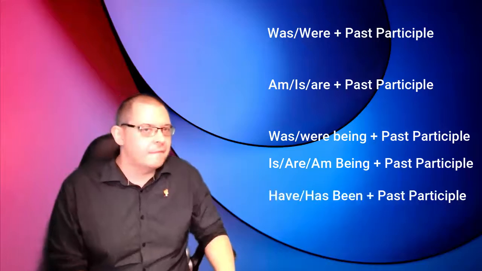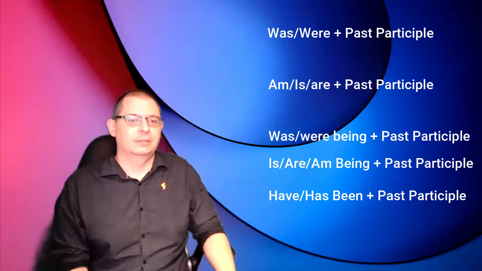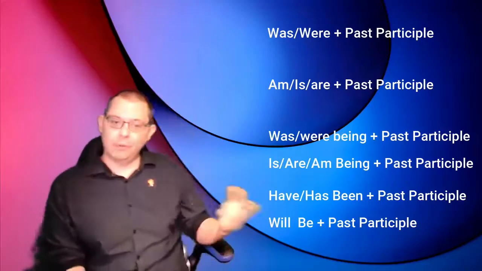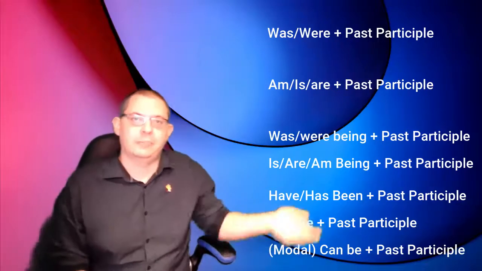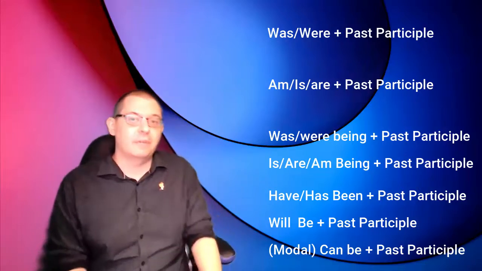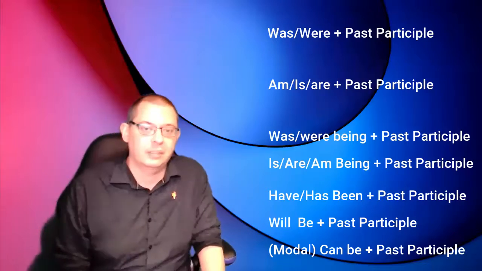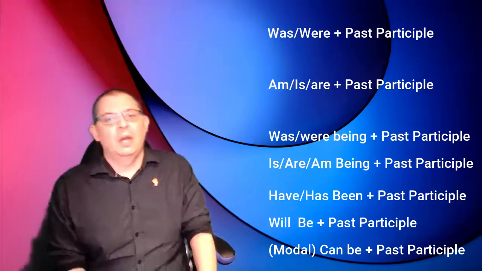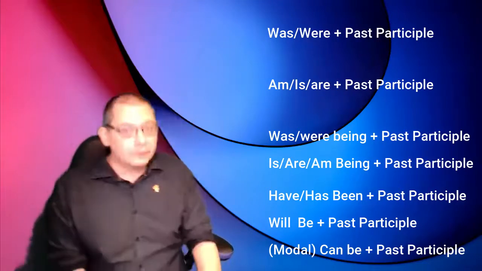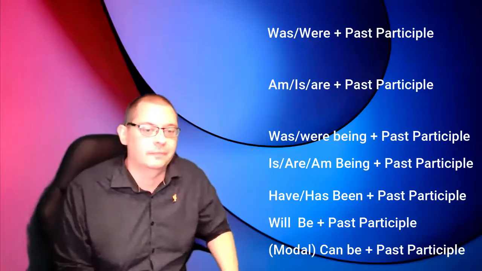We use have, has, been for present perfect. And of course, we use will plus be for future, and modal verb can, could, plus be, plus past participle. Don't forget that past participle. You always have to change the verb into the past participle when talking even about the future and the present in the passive. Phew. Annoying, I know. But unfortunately, we have to learn these be verbs to be able to use the passive.